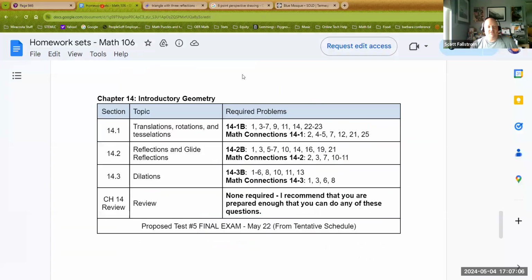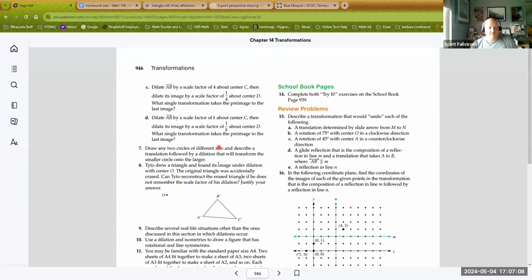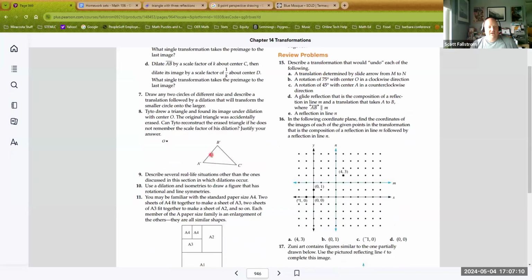That was 6. And what was the last one? 8. Okay. 8. So Tito drew a triangle and found its image under dilation with center O. This is the image. The original triangle was accidentally erased. Oh no, Tito. Can Tito reconstruct the erased triangle if he does not remember the scale factor of his dilation? Justify your answer.